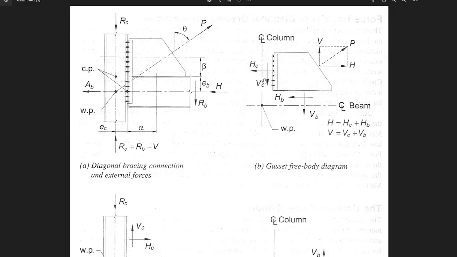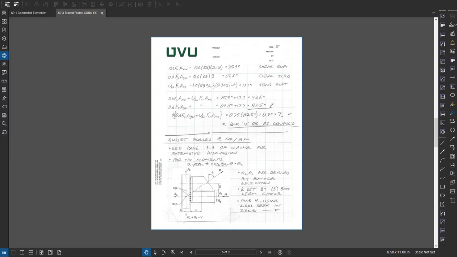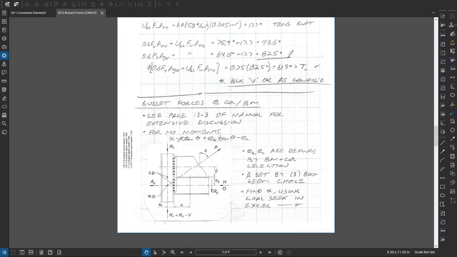So there should be a reference somewhere. Where did things go? Hang on. Anyway, there's a reference here. So page 13-3 of the manual walks you through this. It's fantastic.